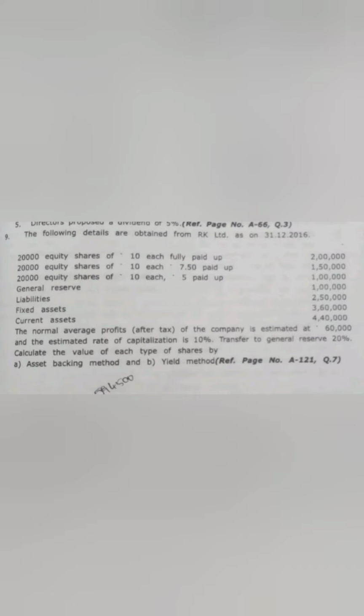So the question here is that a dividend of 5 and the following details are obtained from RK Limited. 2000 equity shares of 10 each fully paid up, which is 2 lakh; equity shares of 10 which are 7.50 paid up, which is 1,50,000; and 20 equity shares of 10 each which are 5 paid up, which is 1 lakh. Now general reserve is 1 lakh, liability is given, current and fixed asset is also given.